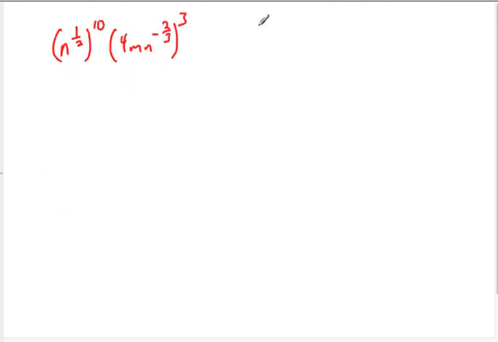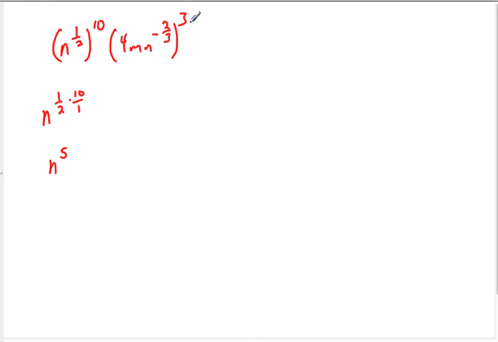All right, let's try something like this. This looks like a crazy mess, but it's actually not so bad. Just take it one step at a time. So if we look at the left here, that's just power of a power. So we have n to the 1/2 times 10, right? Which is n to the 5th.